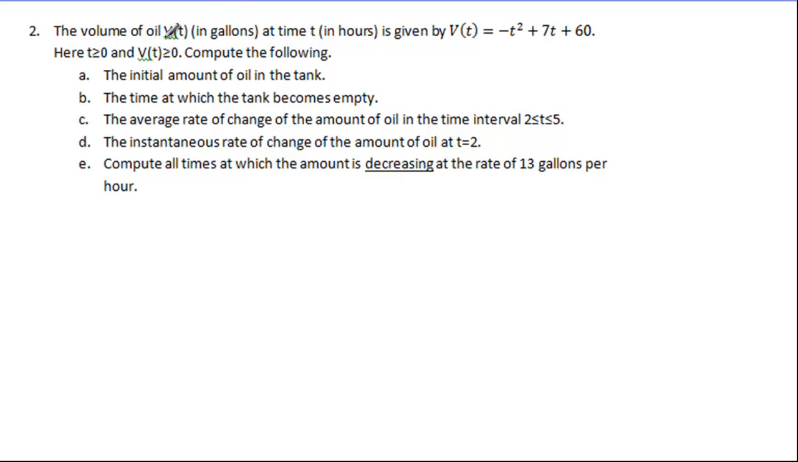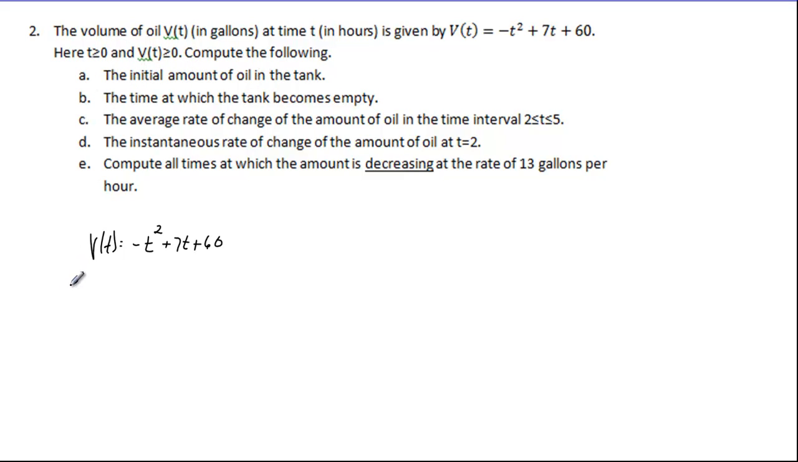We have the volume of oil, which is designated V of t, which is equal to negative t squared plus 7t plus 60. Here we know t is greater than or equal to 0 and our volume is greater than or equal to 0. The reason why these are greater than or equal to 0 is because time can't be negative and our volume cannot be a negative value. We either have to have nothing or something in it.